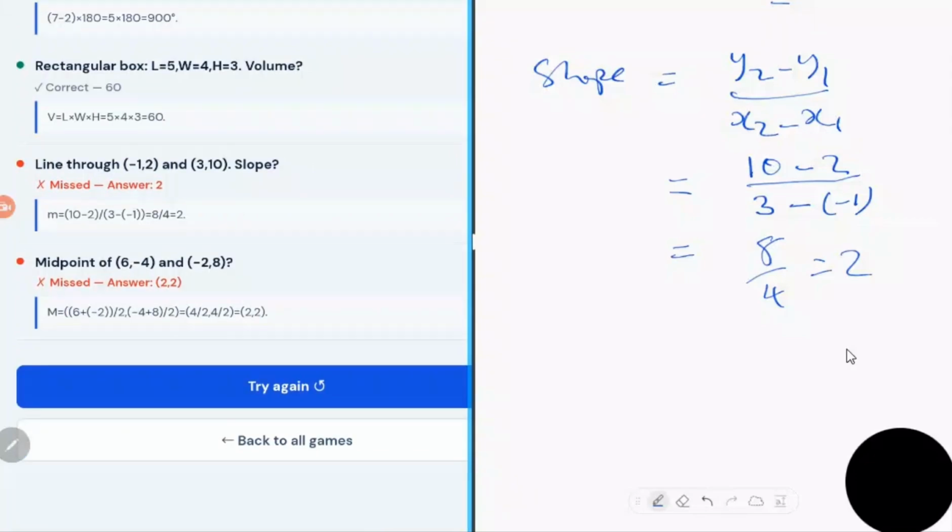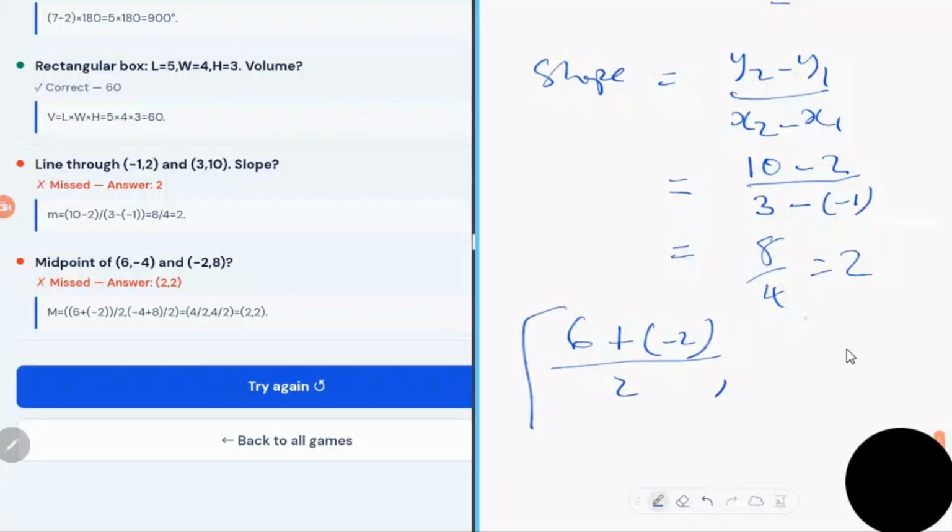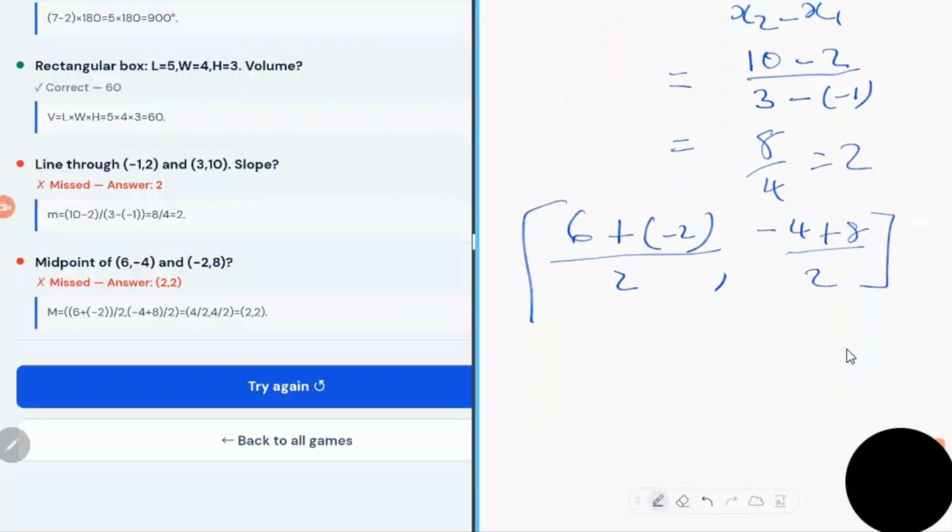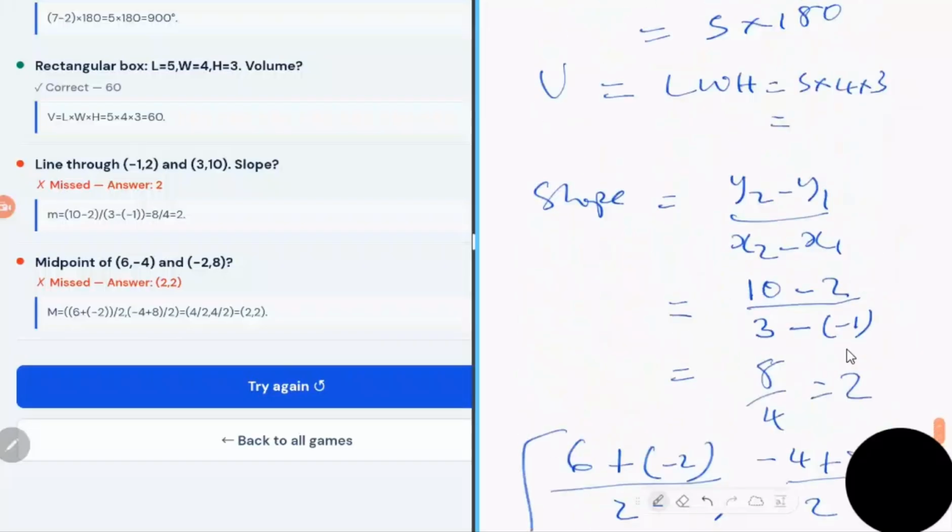The second one is asking for the midpoint value. You see the midpoint value here is 2 and 2, because it's going to be 6 plus minus 2 over 2, comma, minus 4 plus 8 over 2. So 6 minus 2 is 4, 4 divided by 2 is 2, and minus 4 plus 8 is 4, divided by 2 is 2. So this gives us the midpoint value.